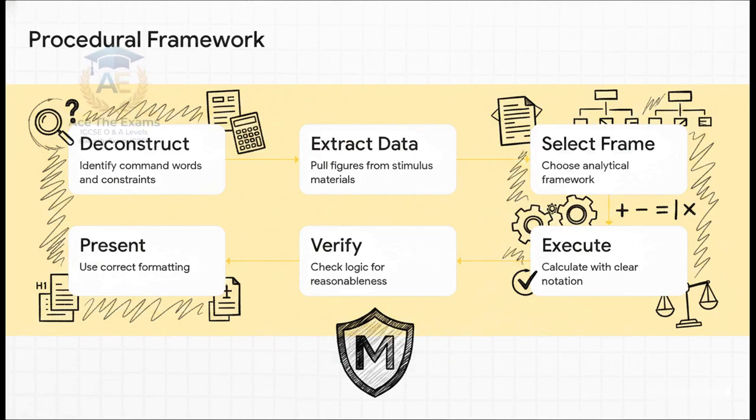Step 2, extract relevant data. Pull out the numbers you actually need from that massive wall of text. Step 3, select the analytical framework. Are we looking at liquidity ratios or investment appraisal? Step 4, execute with clear notation. This is for Alex. Lay out the math step by step so the examiner can follow your brain. Step 5, verify results. Always check for reasonableness. Does a 900% gearing ratio make sense? Probably not. Step 6, present with correct terminology. If you follow these 6 steps, you are actively gathering process marks at every single stage, completely insulating yourself from losing everything if a single calculation goes awry at the end.